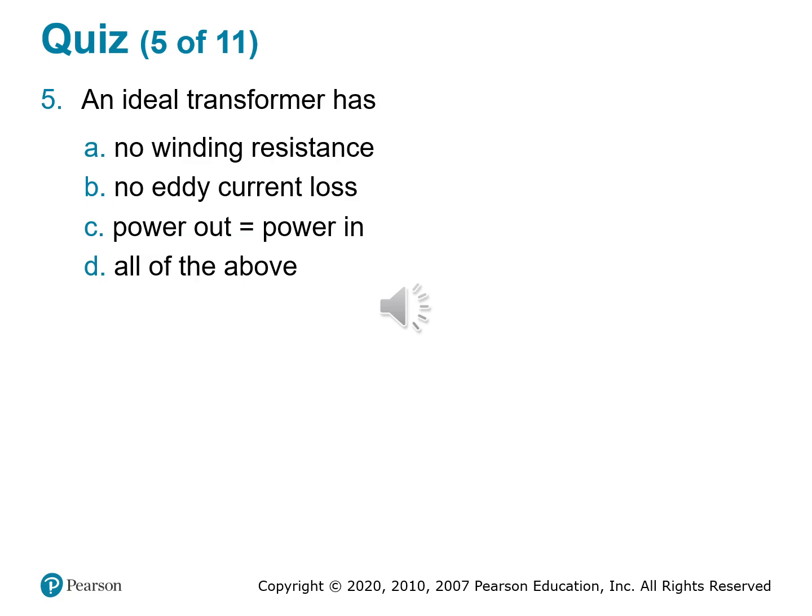Question number 5. An ideal transformer has what? A, no winding resistance. B, no eddy current loss. C, power out is equal to power in, or D, all of the above. Go ahead and pause the video. And hopefully you're back. 5 would be D, all of the above.